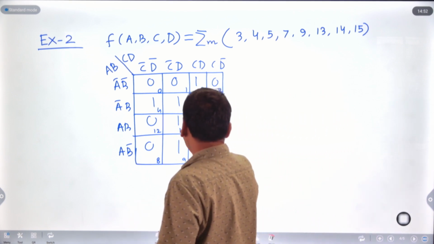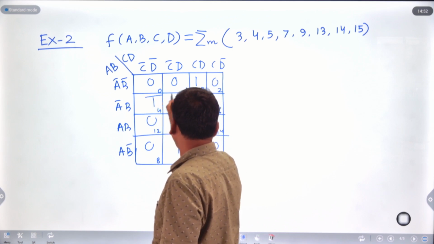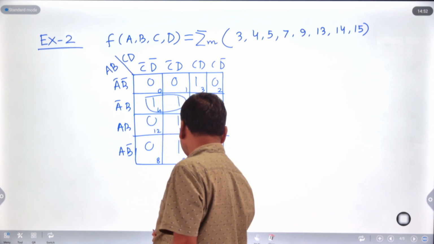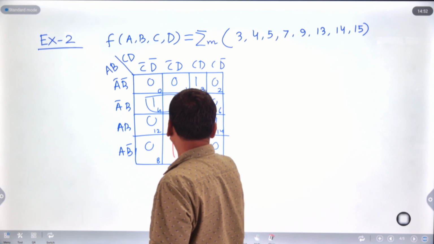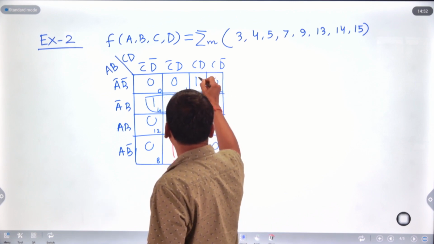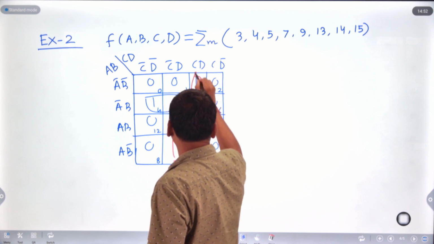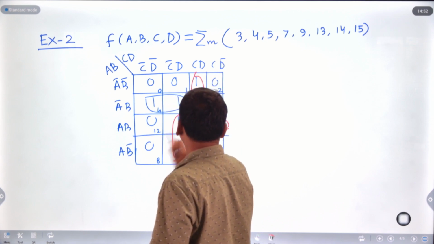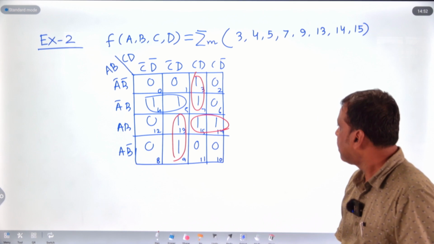Okay. So these 4 ones, this one I can form a group here like this. Here also like this. And here it is also like this. It is like this. Okay.